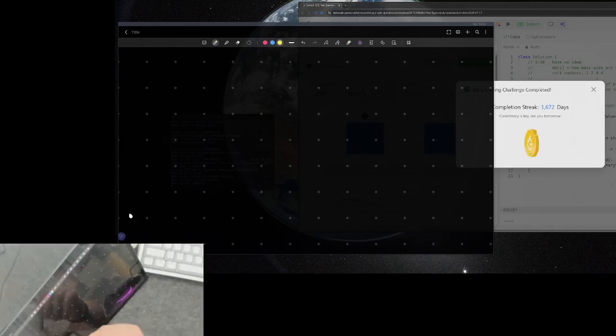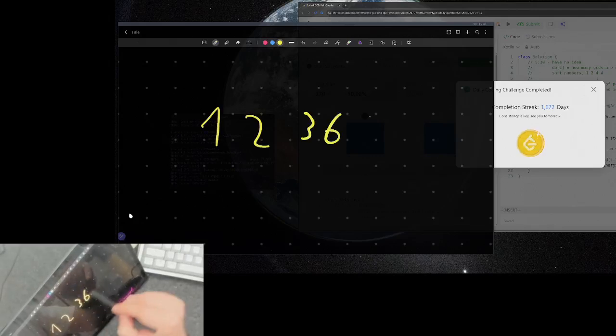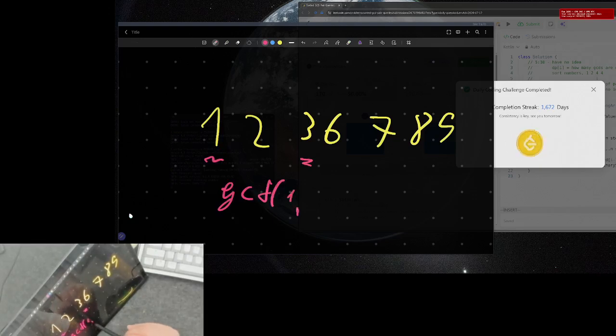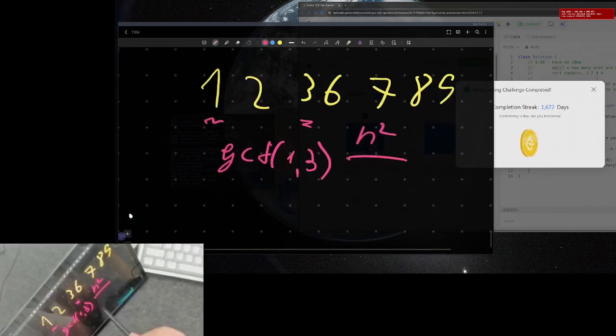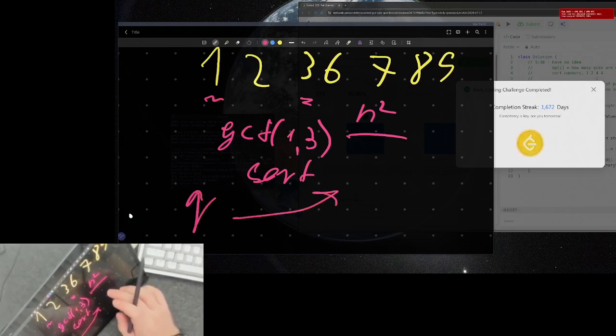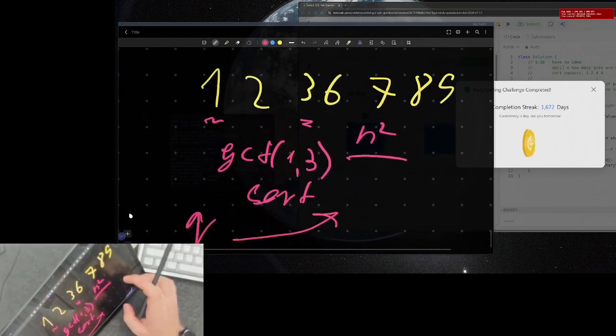We have a hard problem today. Given numbers, we want to find each pair's GCD, like GCD of 1 and 3, and so on. So we have n squared pairs, and after that we have to sort them, and after that we want to answer the queries, where each query is the position in this sorted GCDs list.